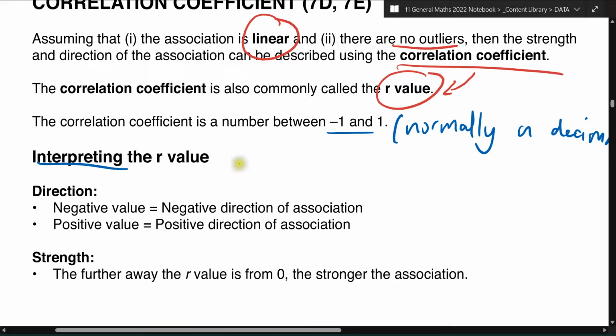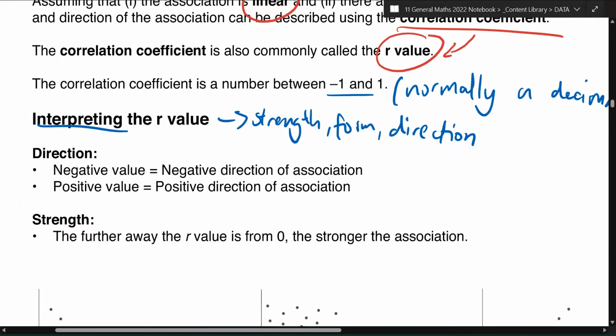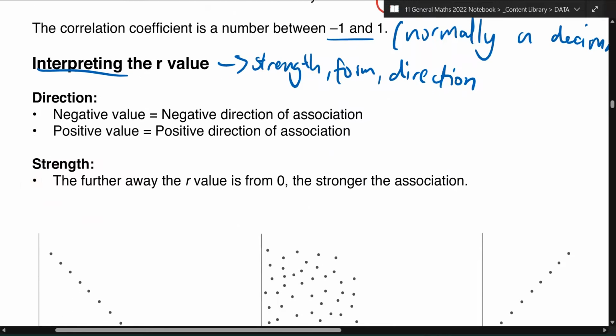Okay, so you basically talk about strength, form, and the direction. Those three things. Outliers don't become relevant anymore. Okay, so here's what we talk about.